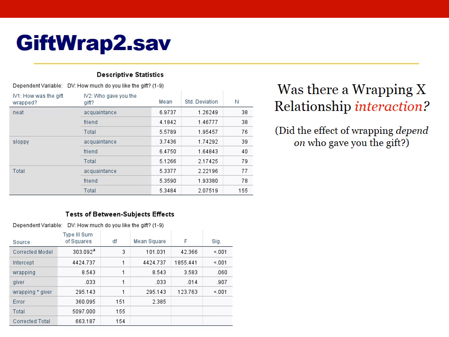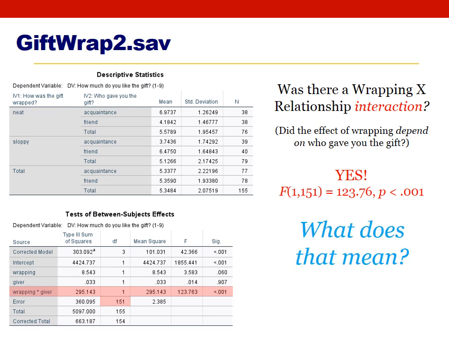Lastly, we're going to test for an interaction between our 2 independent variables, wrapping and relationship, or giver as it's called in SPSS. We'll find the interaction row in the bottom table, and we see that the p-value here was significant. So we did find a significant interaction. What we know so far is that because the interaction is significant, the effect of wrapping on how much we liked the gift depended on who was giving us the gift. But we don't yet know exactly how all three of these variables related to each other.